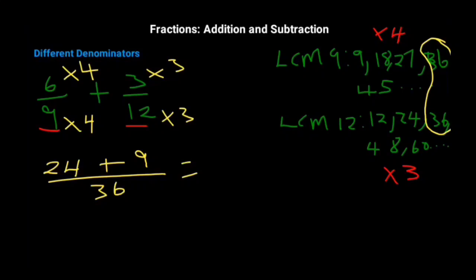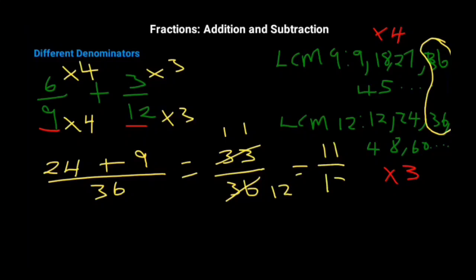Simplifying that, we'll have 24 plus 9 would give us 33, and that is divided by 36. This can be simplified by 3, so we have 3 into 33 would give us 11, and 3 into 36 would give us 12. So our new fraction is 11 over 12. That cannot be simplified any further, so therefore our answer is 11 over 12.